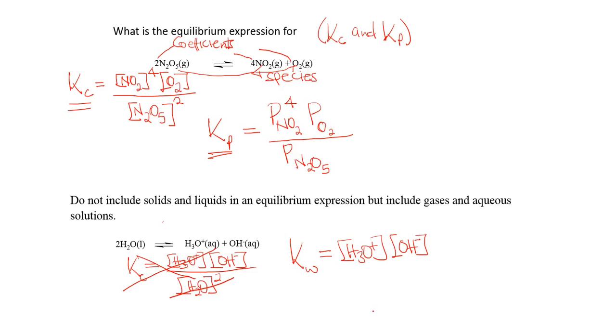We include gases, just these two. In an equilibrium expression, include only the aqueous, not the liquid phase, and include the gases. These are the only two things that you need to include in your equilibrium expressions.